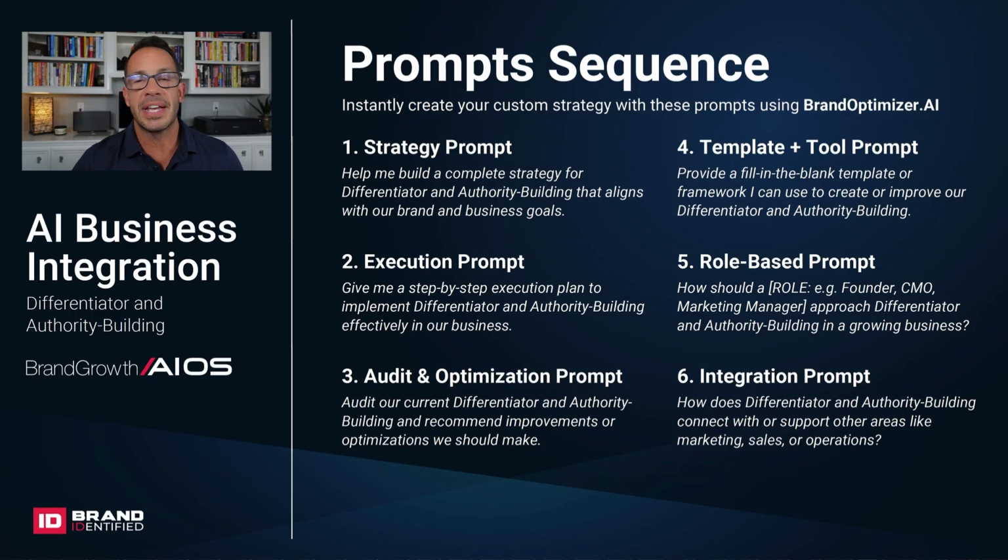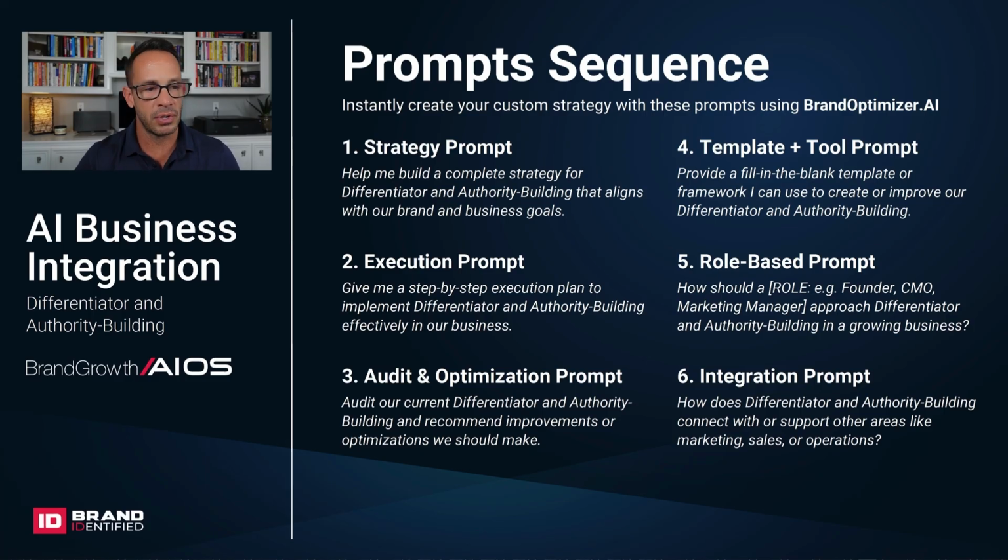Prompt number 4 is a template and a tool prompt, that is: provide a fill-in-the-blank template or a framework that I can use to create or improve our differentiator and our authority building. Prompt number 5 is a role-based prompt. So this is: how should a, and you're going to want to input your role or title or position within your organization, for example founder, CMO, or marketing manager, approach differentiator and authority building in a growing business.